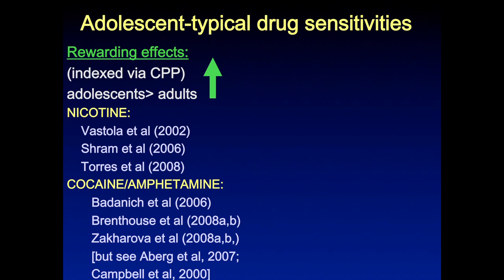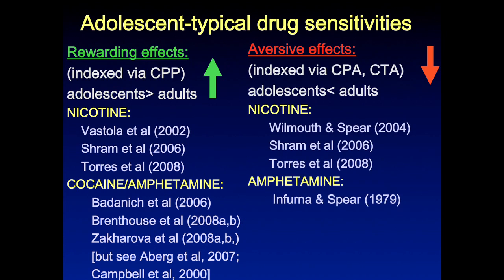It's not only with alcohol, it's with other drugs as well. What about the aversive effects, where I showed you with the conditioned taste aversion that adolescents show less CTA to alcohol than adults? When indexed via either conditioned taste aversion or conditioned place aversion, which is just like conditioned place preference, only now you're avoiding the side that was paired with the drug.